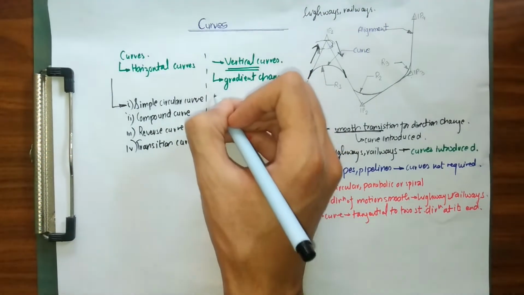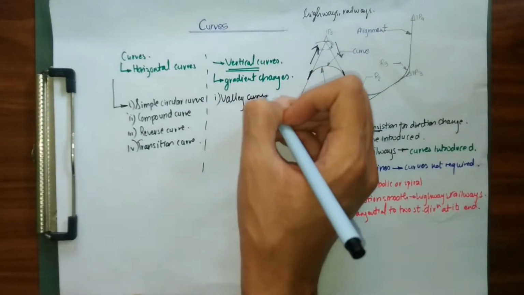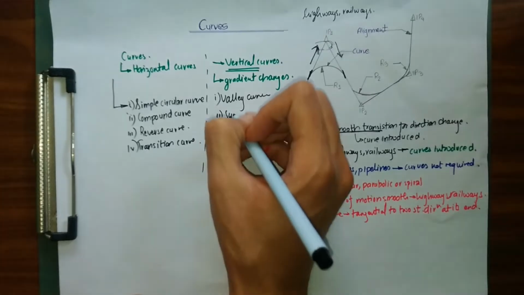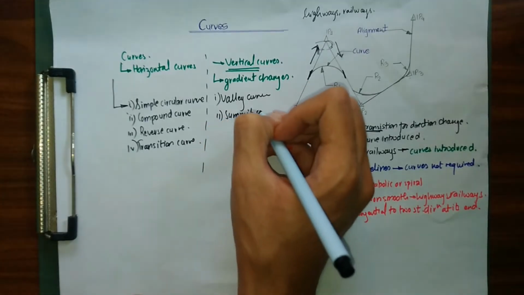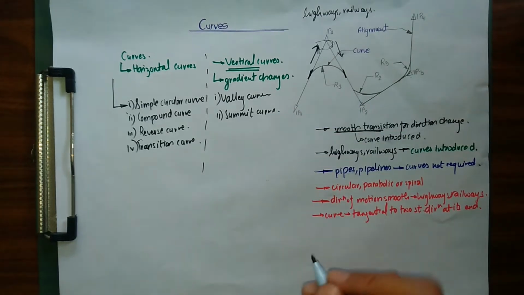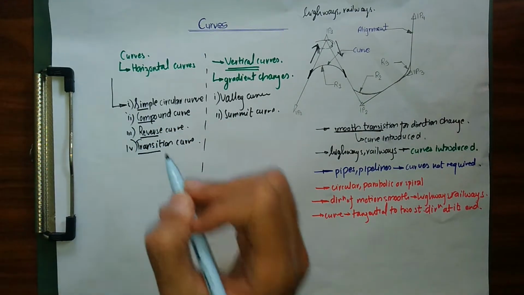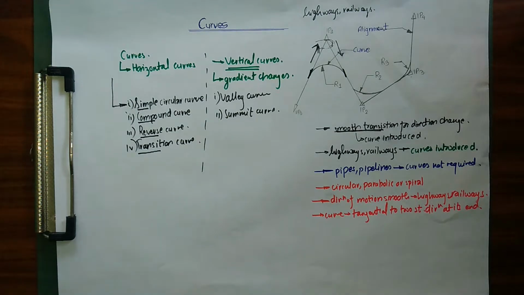And on our vertical curves we have valley curves and summit curves. So right now we'll be talking about simple circular curve, compound curve, reverse curve and transition curves step by step.